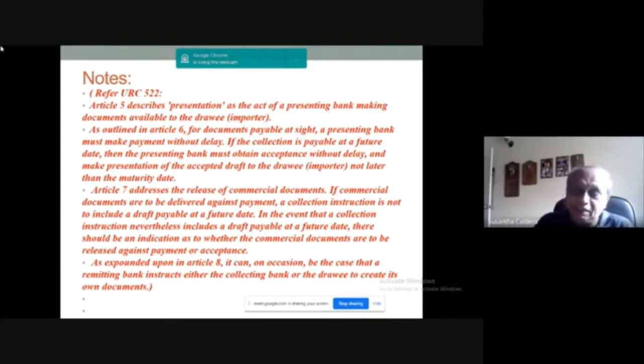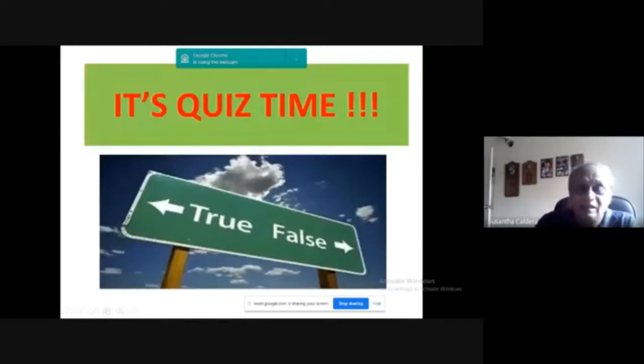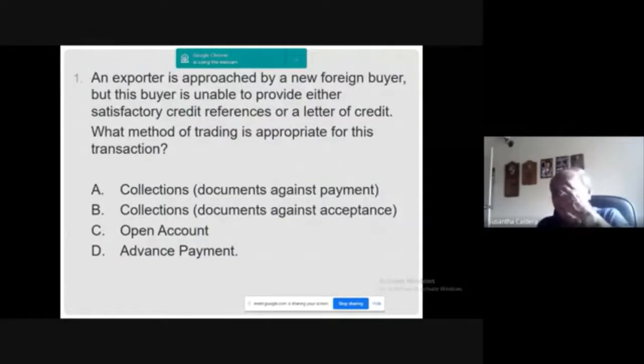If the remitting bank wants to have a specific type of undertaking, then they have to give the specimen. Otherwise, the bank is not liable. Right. The first part I have done. Now I want to check your knowledge. Read it carefully and answer the first question.